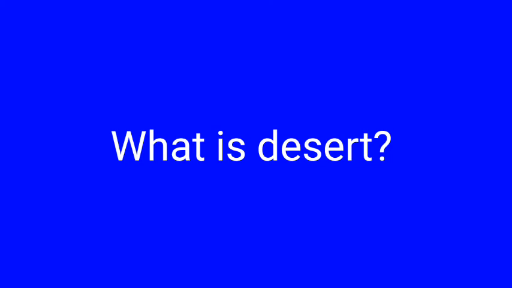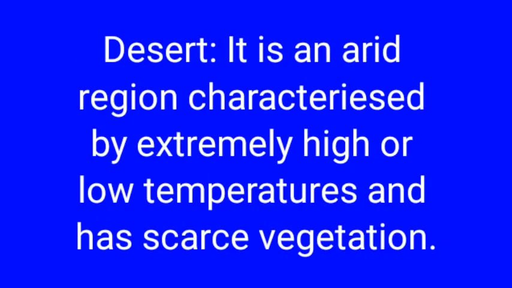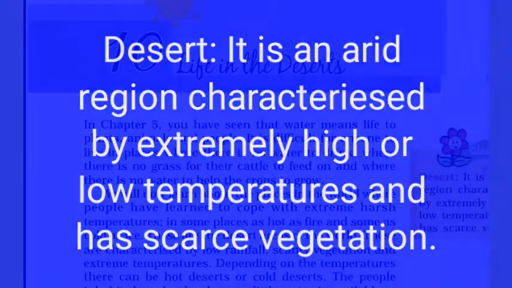First of all, we should know the meaning of desert. What is a desert? It is an arid region characterized by extremely high or low temperatures, whether the temperature will be very high or very low, and has scarce vegetation. So vegetation will be found here in very less proportion.